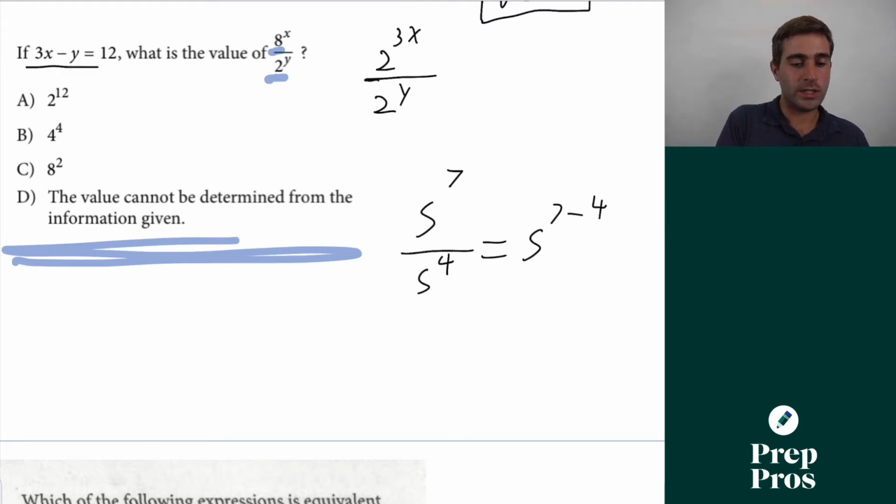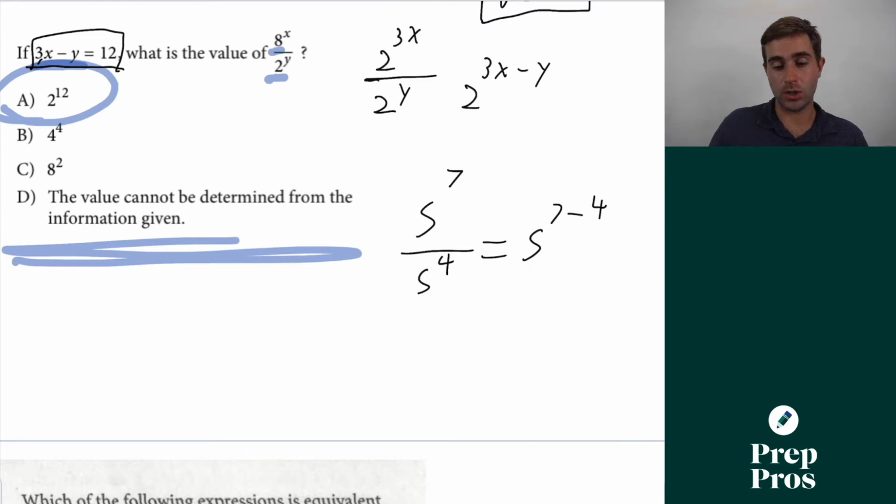Well, since we're given this value, if you're ever given a statement like this, you pretty much always are going to have to substitute it in. I can re-express this as 2 to the 3x minus y. And now because I'm told that 3x minus y equals 12, I now can see that my correct answer is going to be 2 to the 12th when I plug in 12 for 3x minus y.